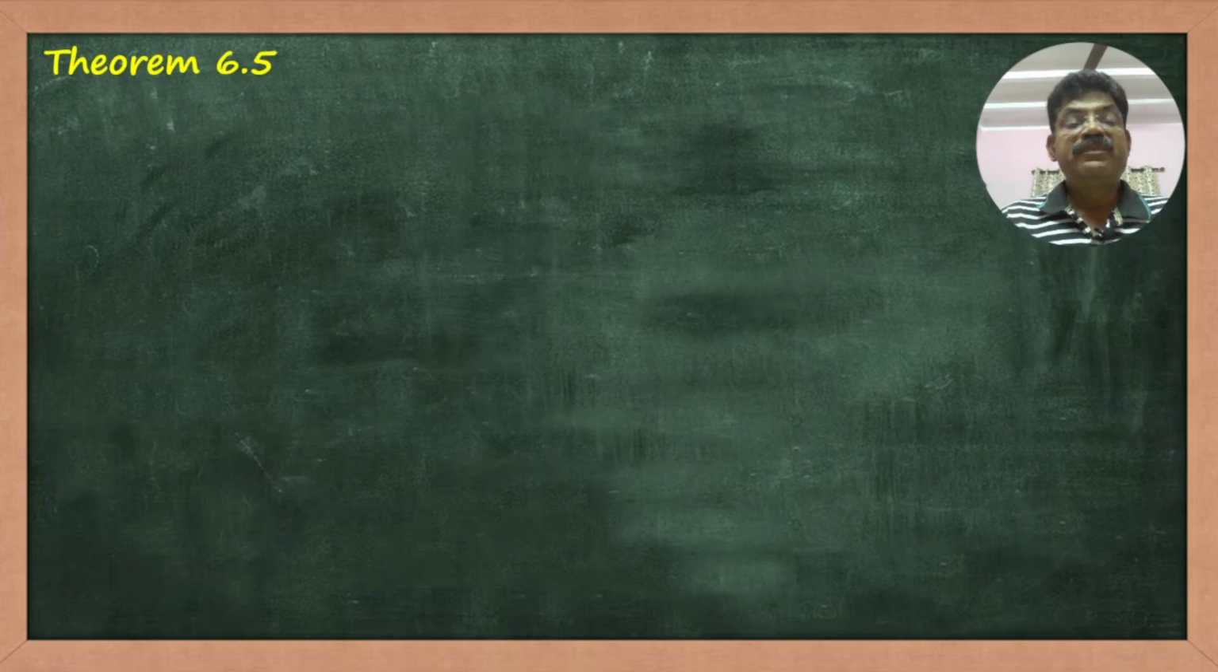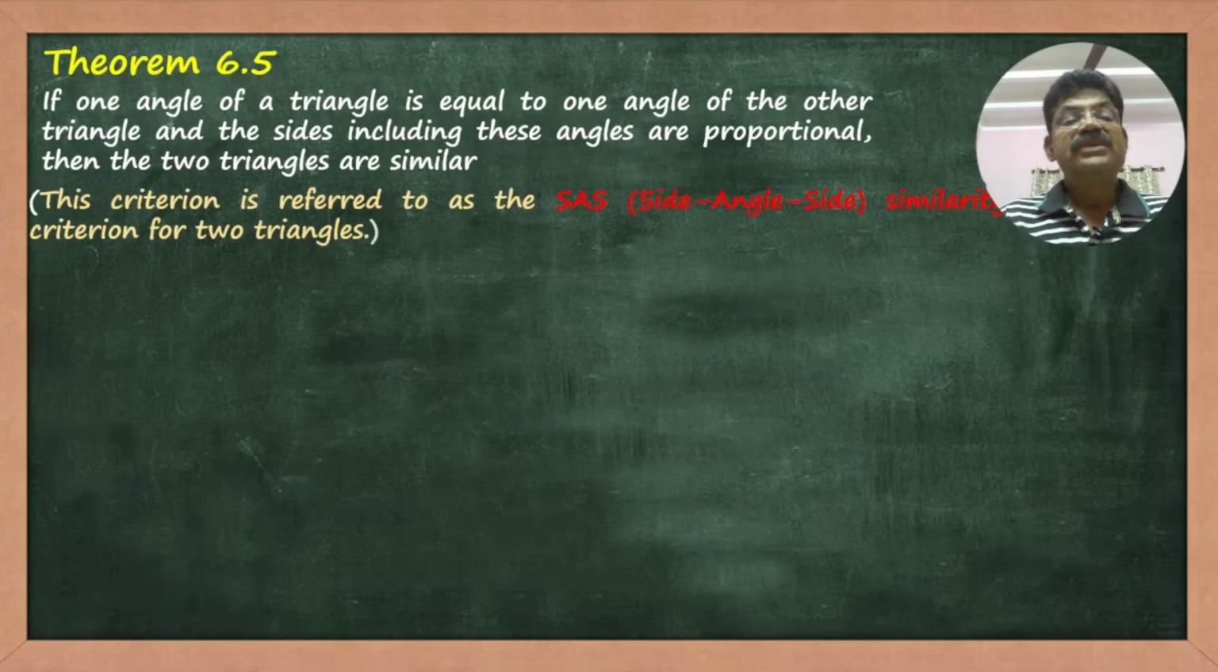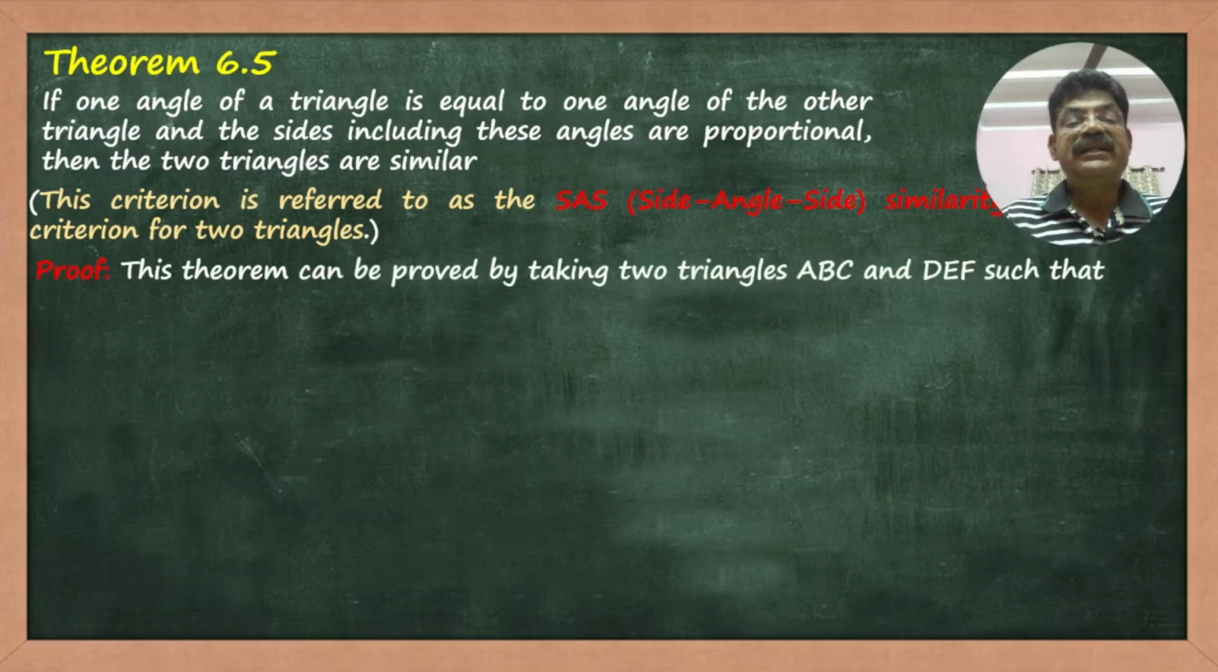Now, we put that fact in the form of theorem 6.5. If one angle of a triangle is equal to one angle of other triangle and the sides including these angles are proportional, then the two triangles are similar. So this criterion is referred as a side angle side similarity criterion. Now we prove this theorem.